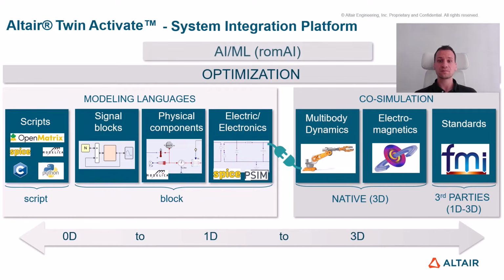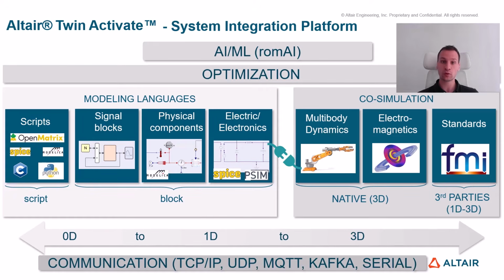And last but not least, what we're going to cover mostly today is our ability to create models based on artificial intelligence, reduced order models, with ROMAI. ROMAI lives inside Twin Activate, but most important is that this platform also allows you to create true digital twins, meaning that these models can communicate with the outside world via the most common communication protocols.